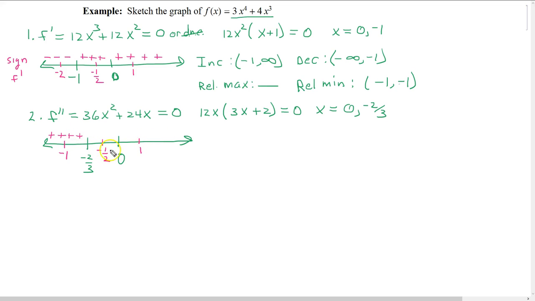If we put -1/2 in here for x, this will be negative. This will be a positive number. 3 times -1/2 is -3/2 plus 2. That's going to be positive 1/2. So negative times positive is negative. So we're concave down from -2/3 to 0. And then if we put 1 in here, of course, we'll get back positive.